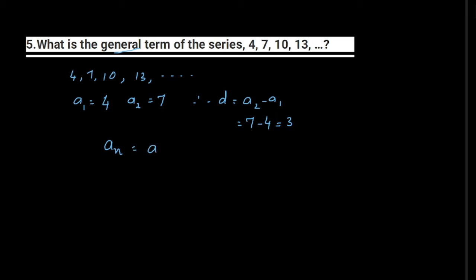An formula is a plus n minus 1 into d, right? So what is a? A is same as a1. So 4 plus n minus 1 into d, which is 3. That is equal to 4 plus n into 3 is 3n, minus 1 into 3 is minus 3. That is equal to 3n, and 4 minus 3 is 1, that is 3n plus 1.